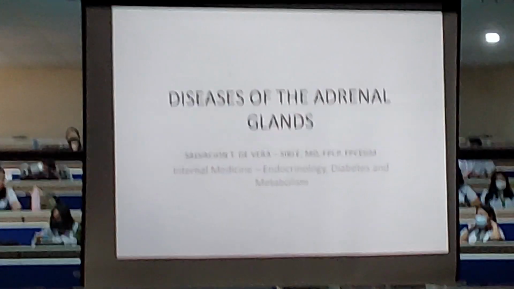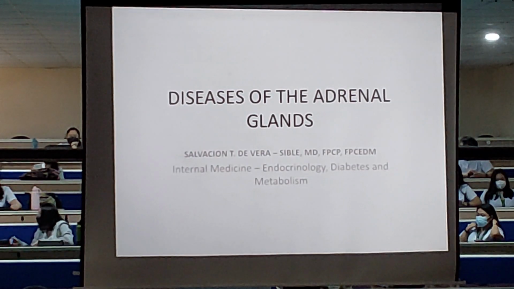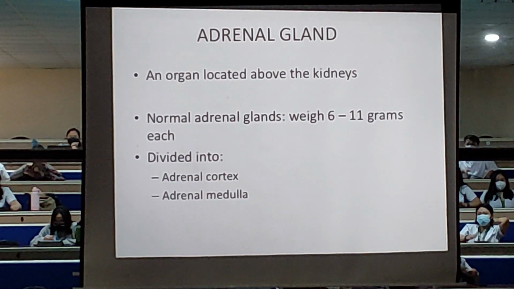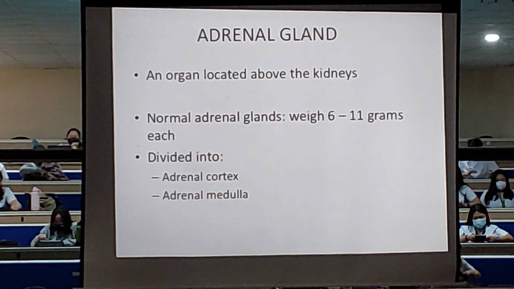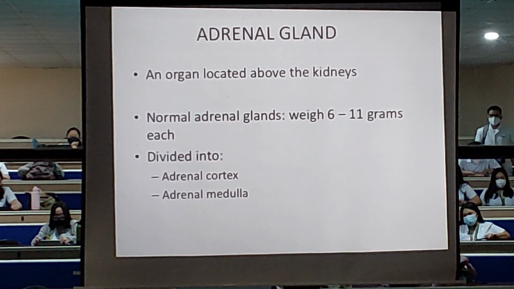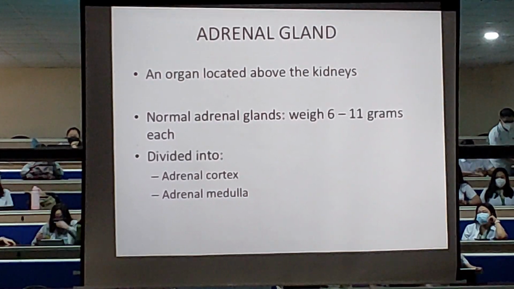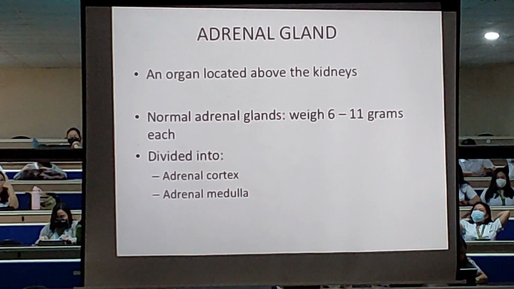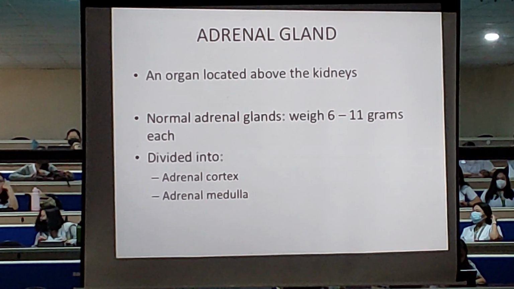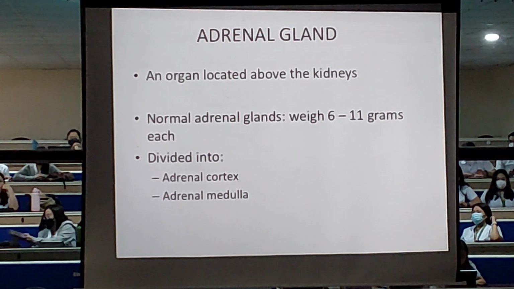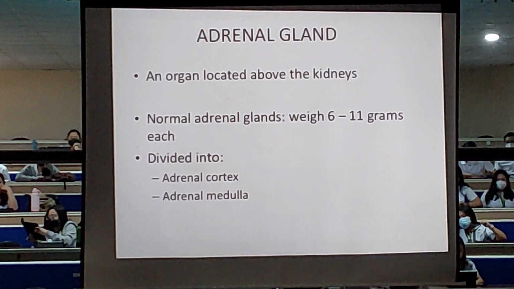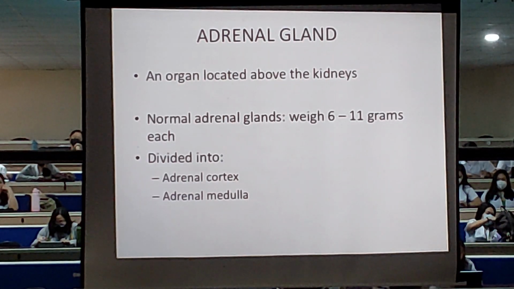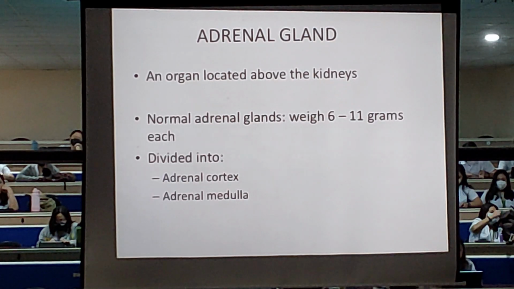So this morning I'll be discussing the diseases of the adrenal glands. The adrenal gland is a triangular shaped organ that is located on top of the kidneys. The normal weight of the adrenal gland is about 6 to 11 grams each. But during stress, this gland increases in size and the adrenal output also increases. So during stress, the adrenal hypertrophies and the adrenal output increases.